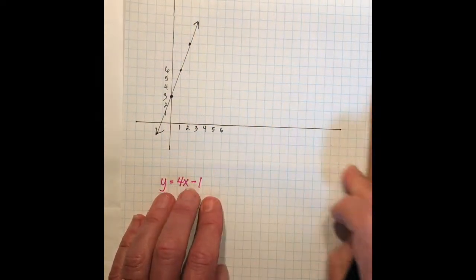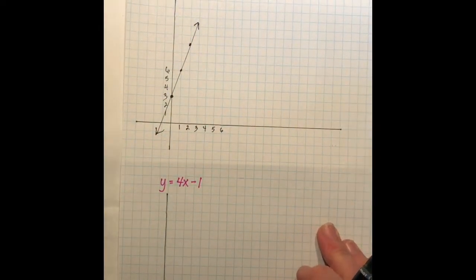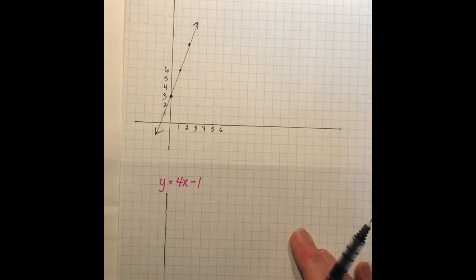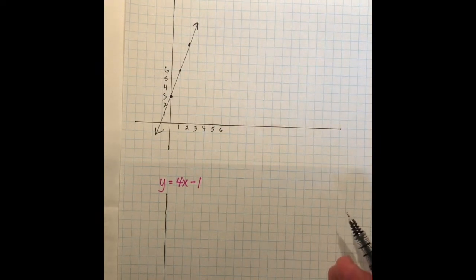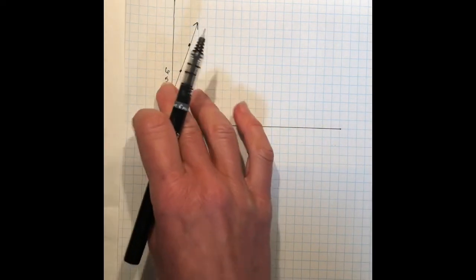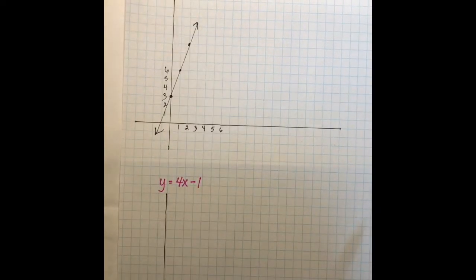Because doing it this way is meaningless unless you understand what these points actually mean and what the equation actually means. So we've been building the understanding of the concept through the work that we've been doing, and now I'm actually teaching you the final method that you need.